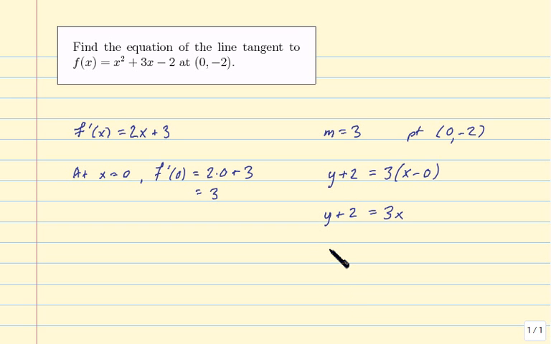And for that matter, just so it looks like it's in a nice form, say slope-intercept form, let's solve for the y. Let's take the 2 to the other side and get y equals 3x minus 2. And that is the equation of the line tangent to this function at this point. That's it.